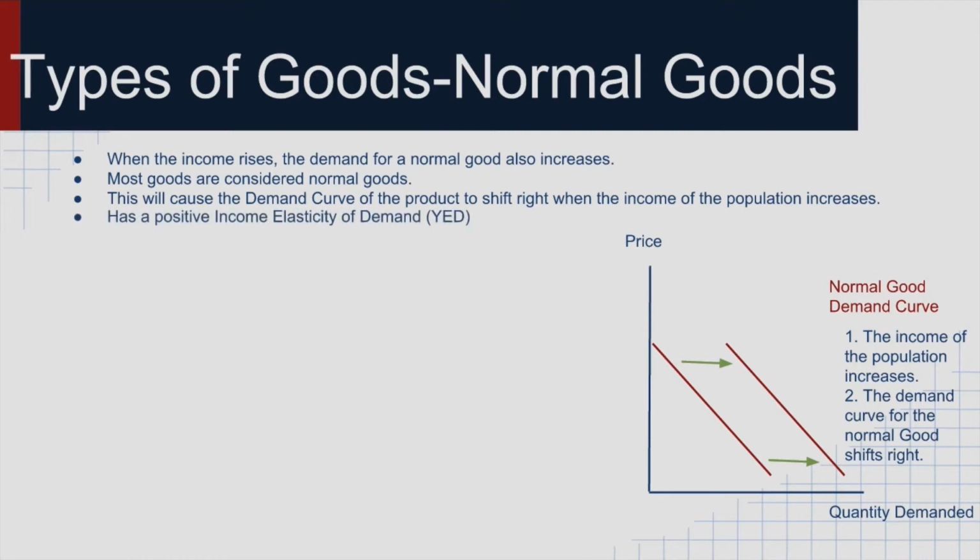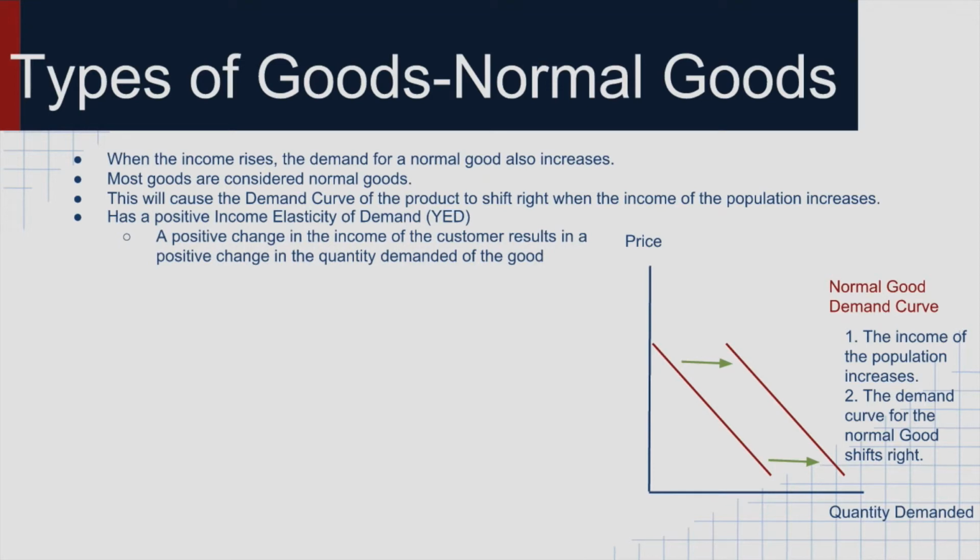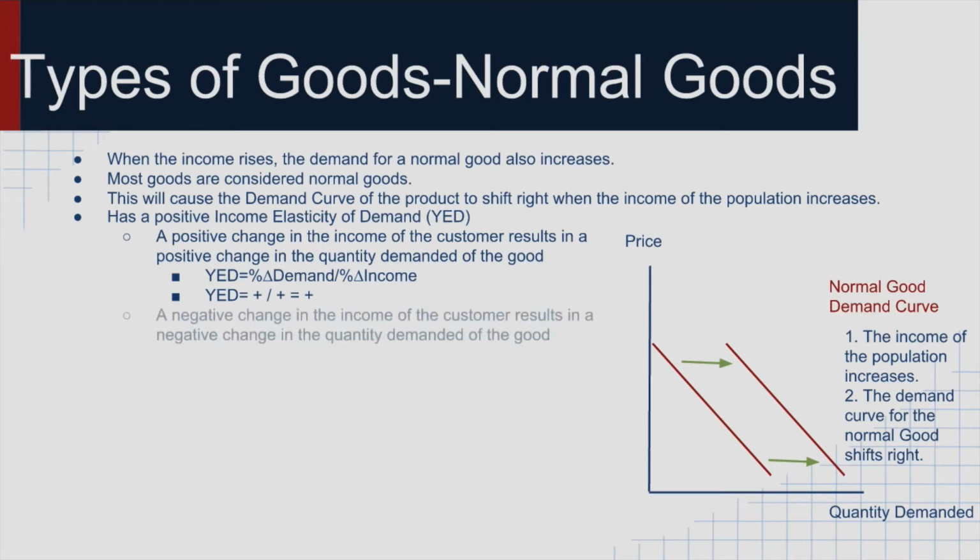So normal goods have a positive income elasticity of demand. A positive change in the income of the customer results in a positive change in the quantity demanded of the good. So the income elasticity of demand equals the percent change in demand over the percent change in income. So when there's a positive change in income, there'll be a positive change in demand, which will result in a positive value for the income elasticity of demand.